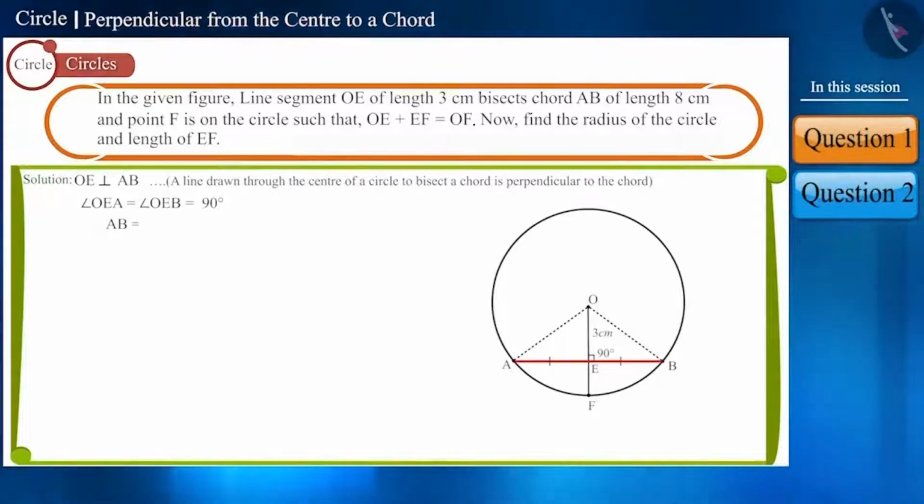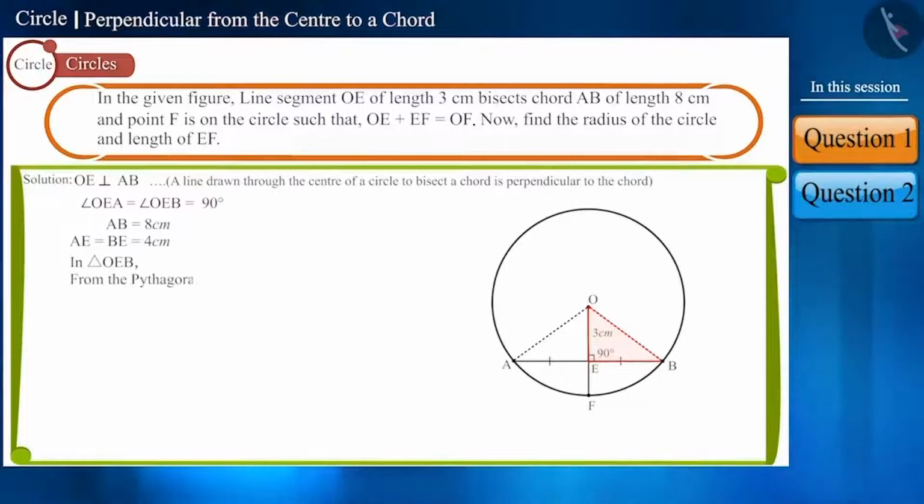Friends, we are given the length of AB as 8 cm. E is its midpoint, that is, AE and BE are equal. Therefore, their length will be 4 cm. Now, by using the Pythagoras theorem in either of the two triangles, we can find the radius of the circle.